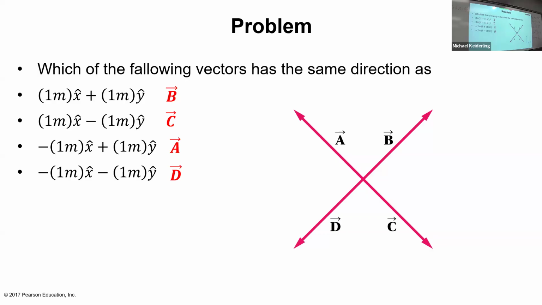Wait, I'm confused on the direction thing, like the quadrant. Yeah, so if x is positive and y is positive, B is in the first quadrant. If x is positive and y is negative, that's C here. And then for this one, x is negative and y is positive. That's A. And the last one, x is negative and y is negative.